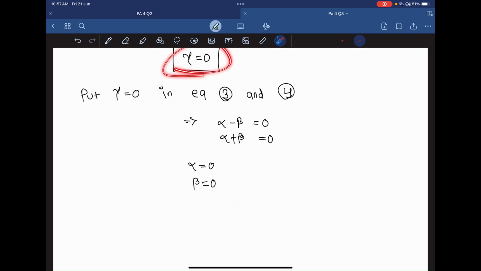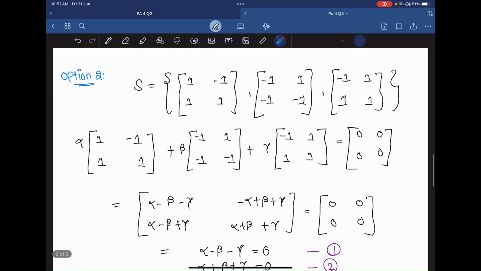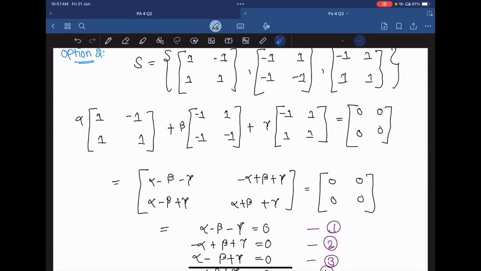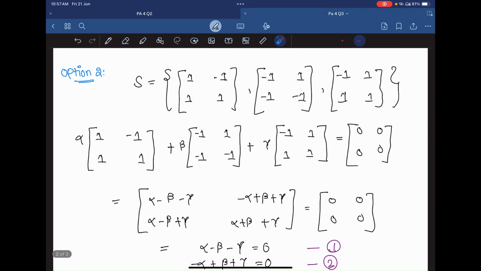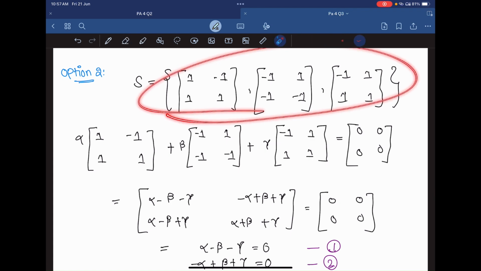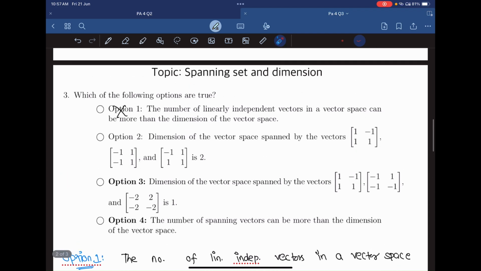So we get all three coefficients as 0, and we know from the definition of linear independence that if we form the linear combination as 0 and all the coefficients are 0, the vectors in that set are linearly independent, and if any one of them is non-zero, then they are not. As they are linearly independent, the dimension of the set spanned by these matrices would be 3, while option 2 says it is 2, hence option 2 is wrong.